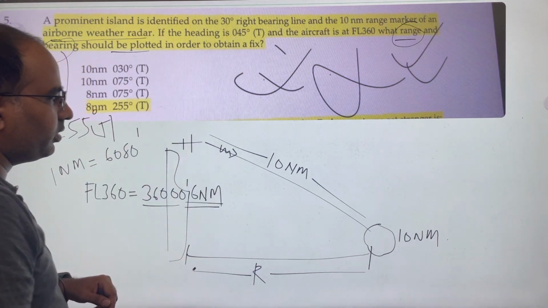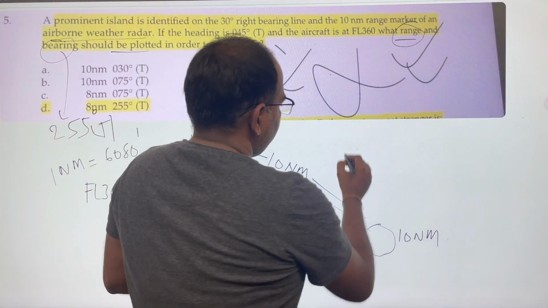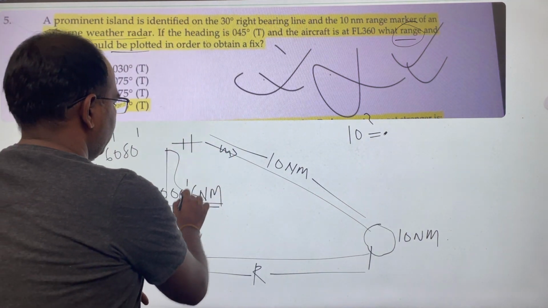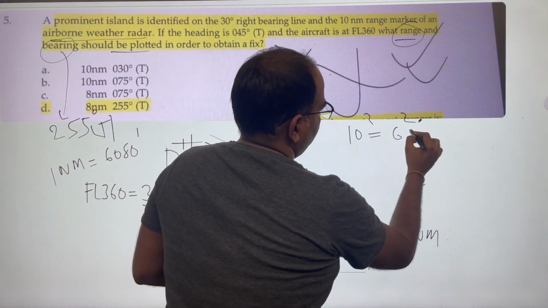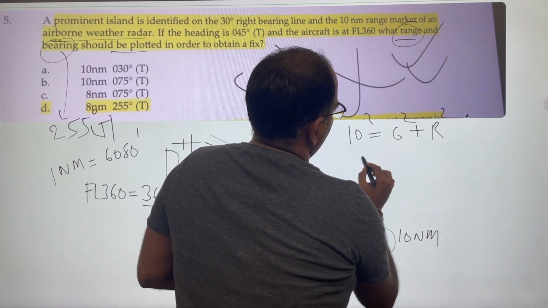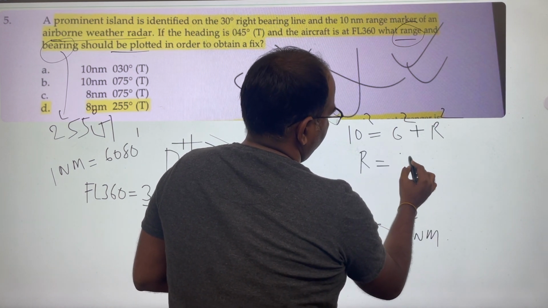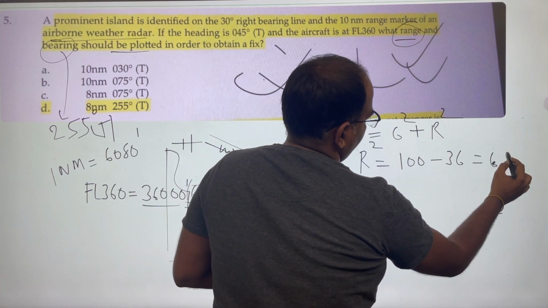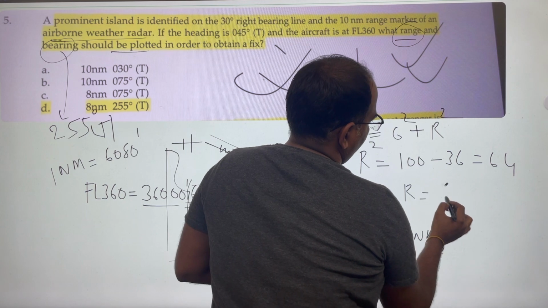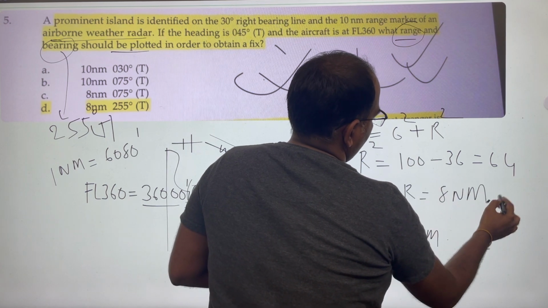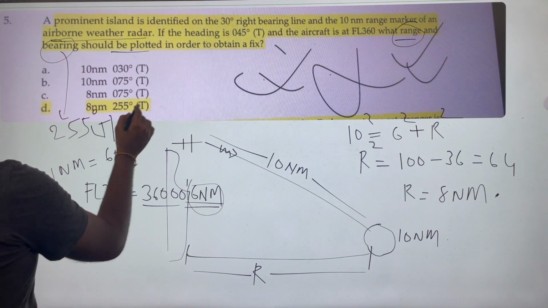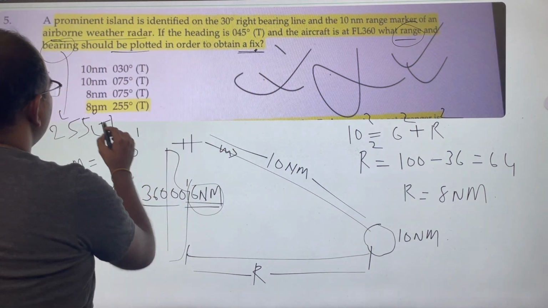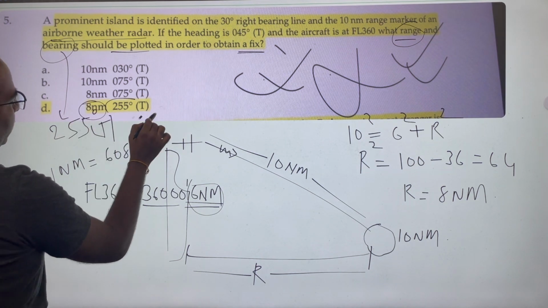Am I clear? So Pythagoras theorem, 10 square is equal to 6 square plus range square, so range square is equal to 100 minus 36, which is 64. So range is equal to 8 nautical miles. So the aircraft range and bearing in order to obtain a fix is 8 nautical miles and 255 degrees true.